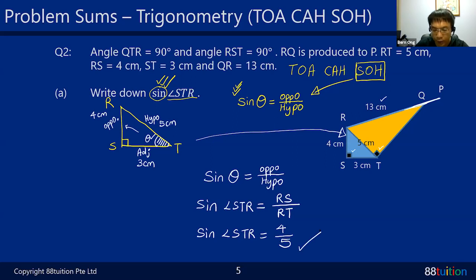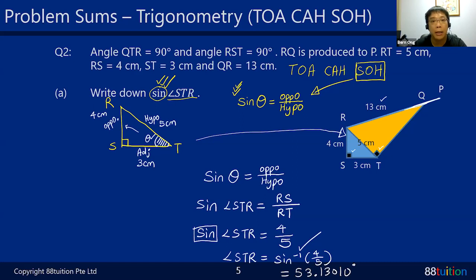Can I bring the sine across? Some of you say, I want to find the angle, I want to find STR, the angle itself. So the sine, can I bring across? I bring it across to give me sine inverse 4 over 5. And you press your calculator, shift sine, 4 over 5. That will give you 53.13010 degrees. Then you give it to 1 decimal place: 53.1.